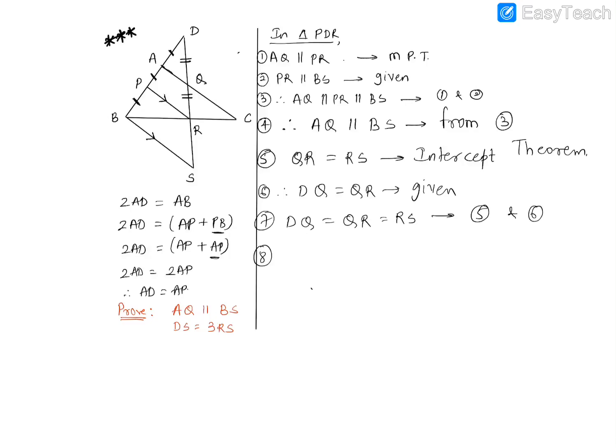So therefore, what will DS be equal to? DS is equal to DQ plus QR plus RS, because they are collinear. Look at the figure and you'll realize that DS is the sum of DQ plus QR plus RS. But DQ is equal to RS, QR is equal to RS, and RS itself is RS. So it becomes 3 times RS is DS. The ninth statement: hence, proved.